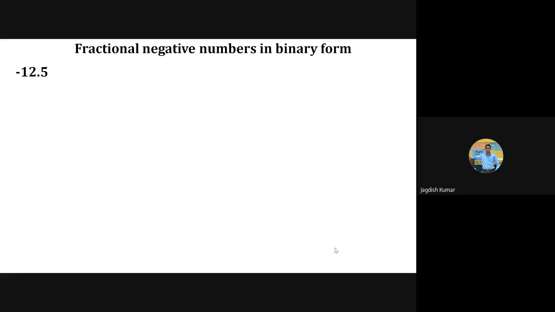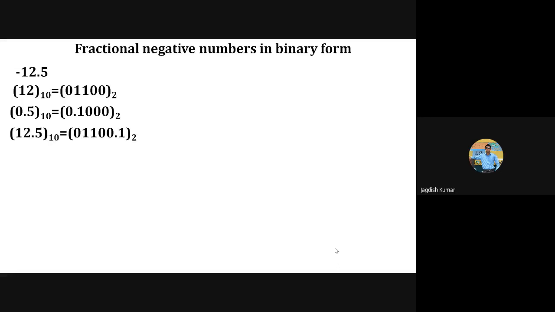Fine. Now, how to represent this? Let us first look at the positive part of this number. The positive counterpart is going to be 12.5, right? In that positive part, the integer part is 12, which in binary looks like this: 01100. I hope you are comfortable now with this simple conversion. Similarly, 0.5 would look like this: 0.1000. You can place any zero if there is no problem in that.